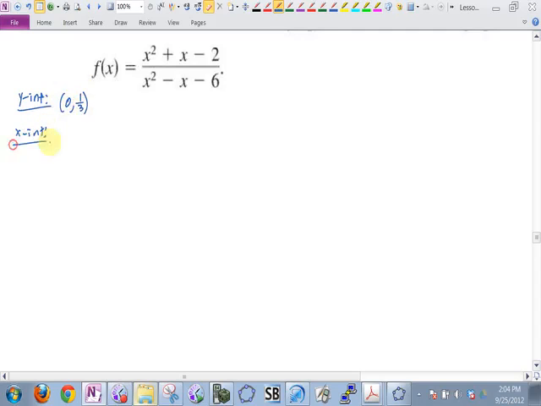X-intercepts, let's set the top equal to 0. X squared plus x minus 2. So that factors down to x plus 2, x minus 1. So I got potential x-intercepts at negative 2 and positive 1. Do either of those numbers also make the bottom equal 0? Yes. Negative 2 does. So that cannot be an x-intercept. But does 1 make the bottom equal 0? No, so that is definitely an x-intercept. So we've got the point 1, 0. So you've got a y-intercept at 1/3 and an x-intercept at 1. That's it.